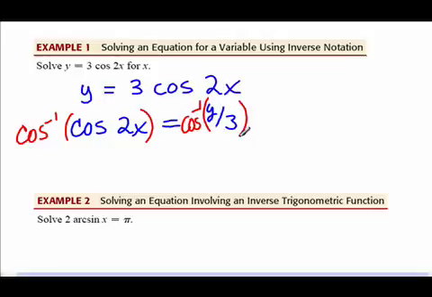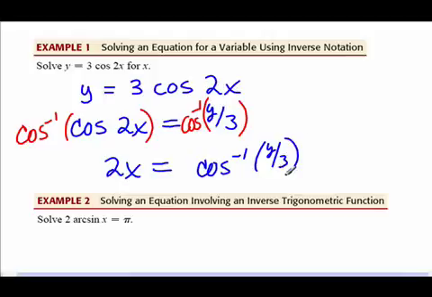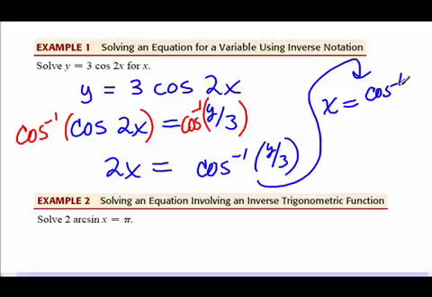Because what happens on the left? Cosine and inverse cosine cancel each other out. They're inverse functions of each other. What are we left with? We're left with 2x. So we have 2x equals inverse cosine y over 3. And they want us to solve this equation for x, so I'm going to divide both sides by 2, and I'll finish. So x is equal to inverse cosine y over 3, all of that over 2. And that's all they wanted you to do with that problem.